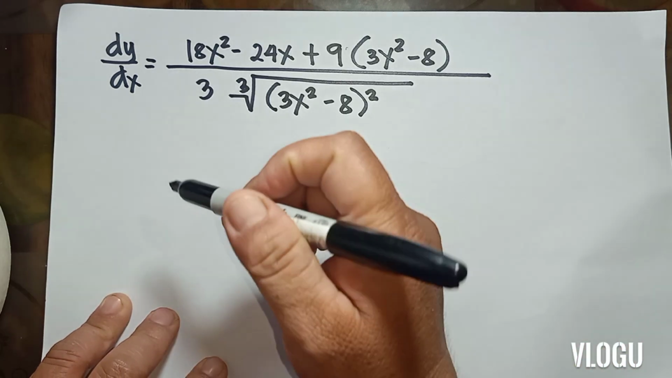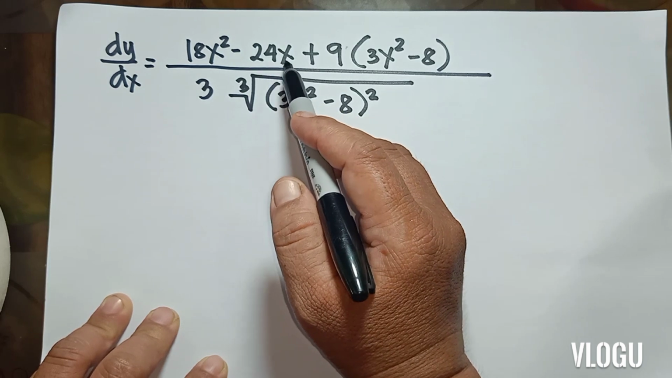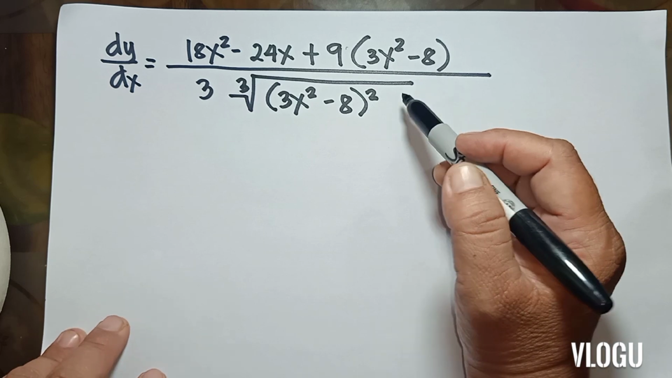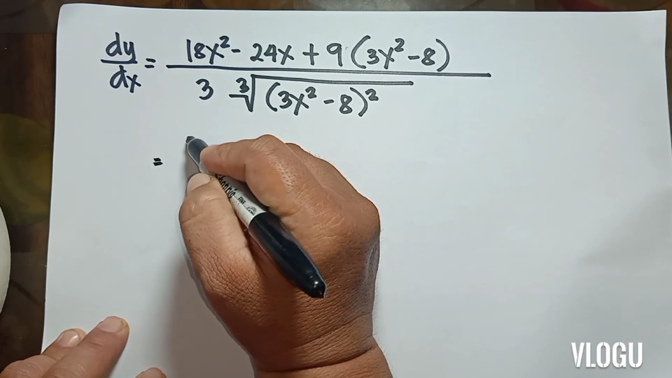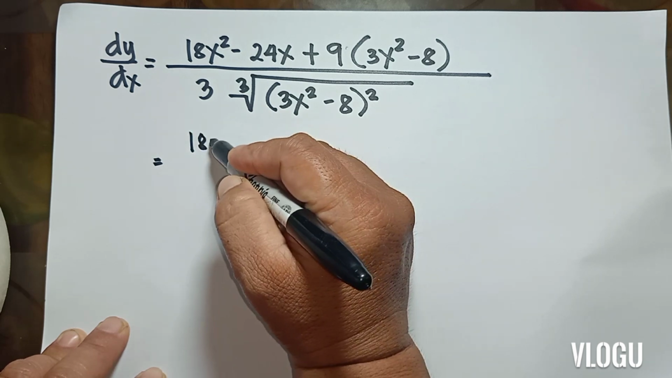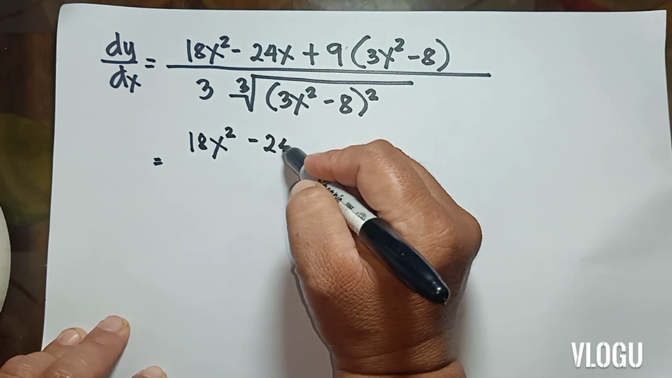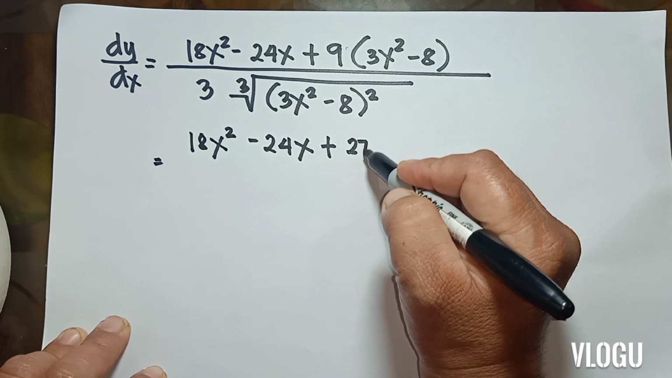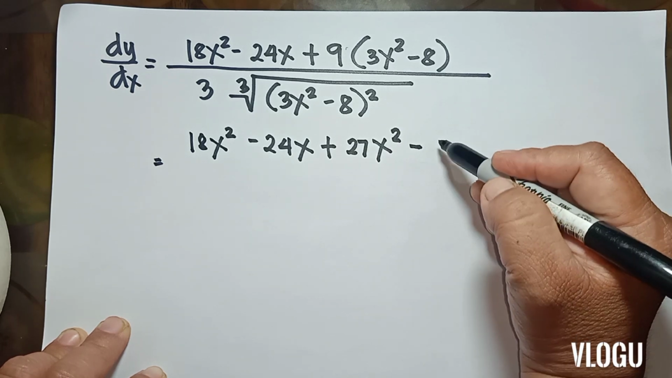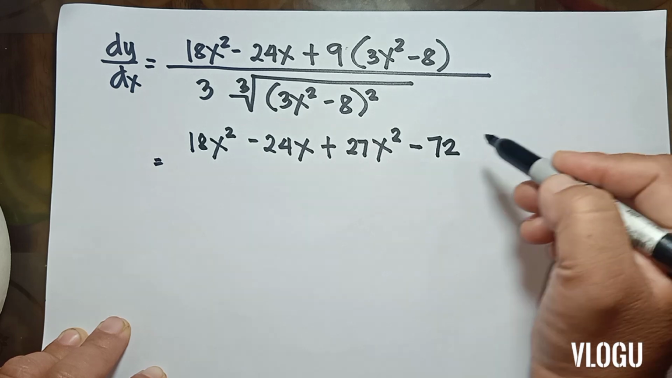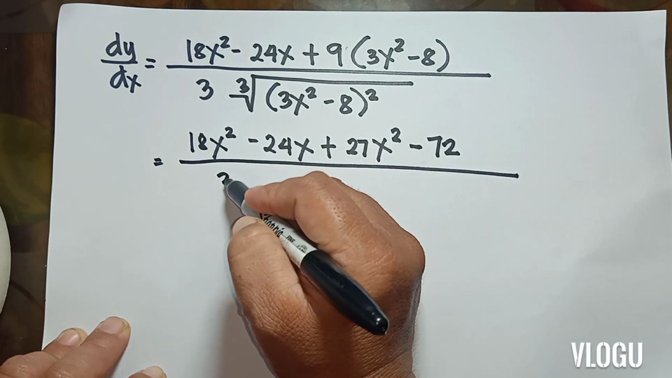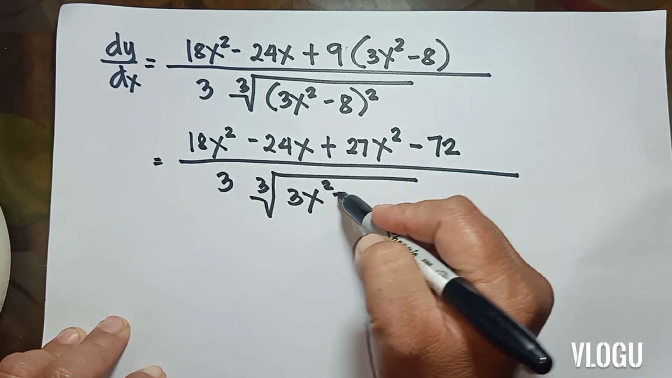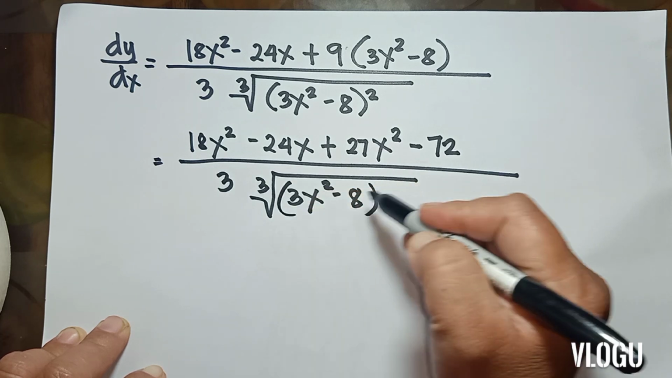So, we have now a form of 18x squared minus 24x plus 9 times 3x squared minus 8. So, therefore, we have 18x squared minus 24x plus 9 times 3. That is 27x squared minus 9 times 8, 72, over 3 times the cube root of 3x squared minus 8, that is squared.